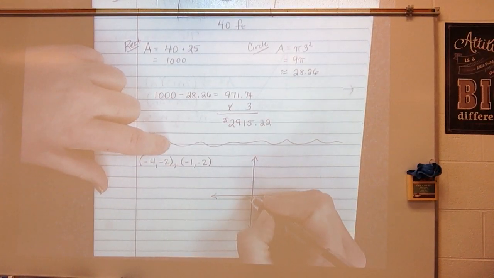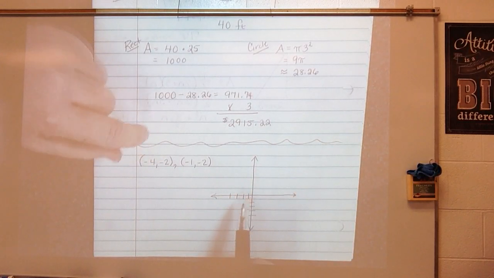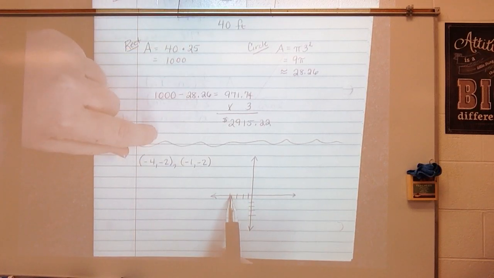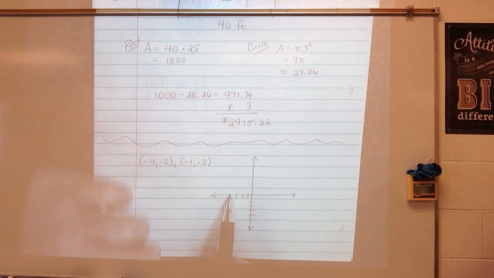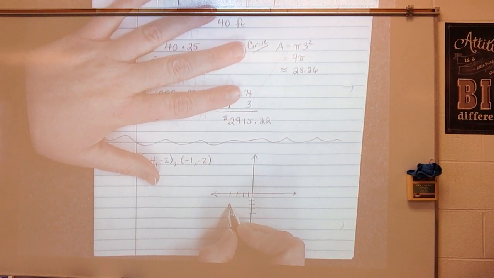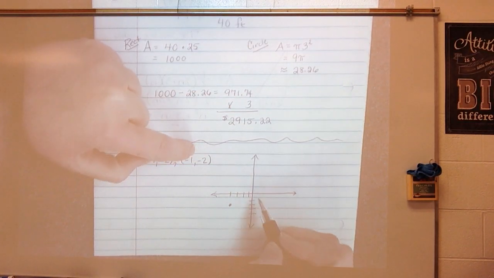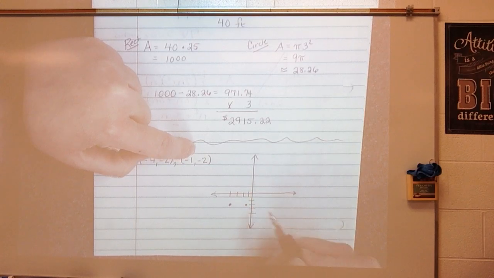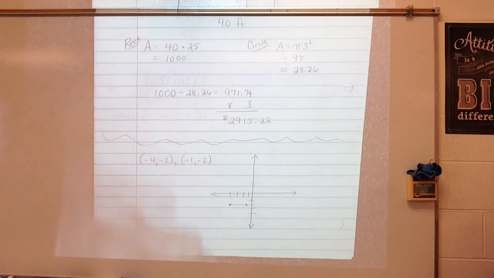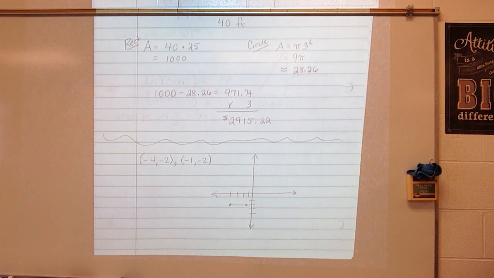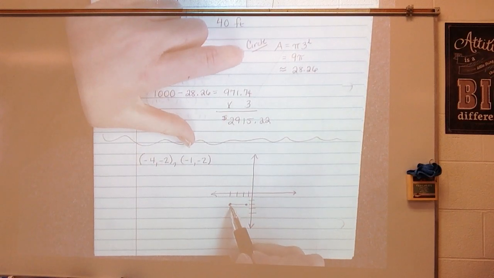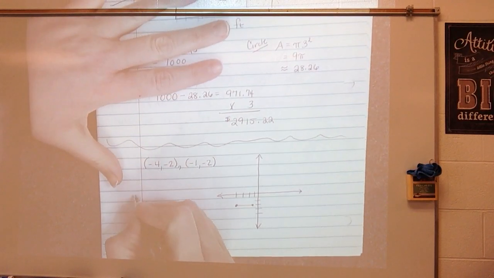So it wants us to graph -4. Remember, the first number tells us left or right, so -4, and the second number tells us up or down, so I'm going to go down 2. So -4, -2, and then -1, -2. Now it wants me to find the distance between the two. Since it's a horizontal line, I can visualize the distance. I can look and see that it goes 1, 2, 3. The distance would be 3.